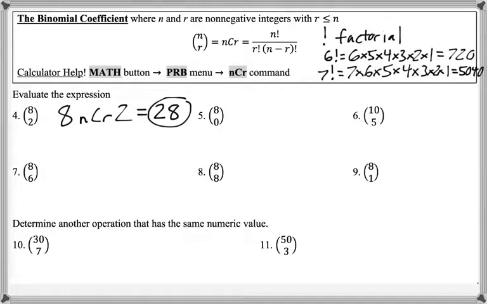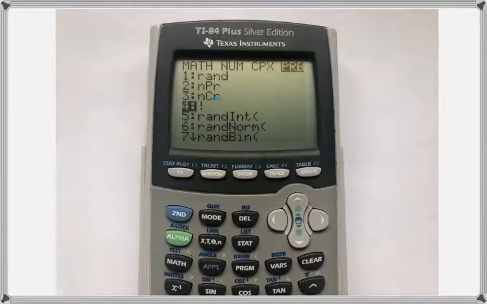Okay, so now let's use the factorial formula. That's going to be 8 factorial over 2 factorial times (8 minus 2) factorial, or you could just put 6 factorial there. The factorial operation is also under the math key and PRB column.